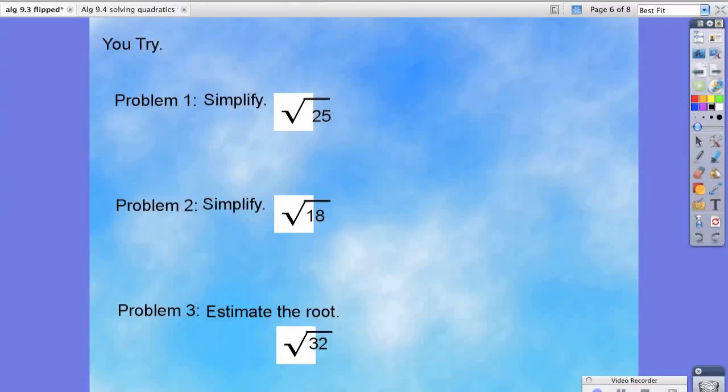Now it's your turn. Try solving these 3 problems. When you're done, please put them in your notes.